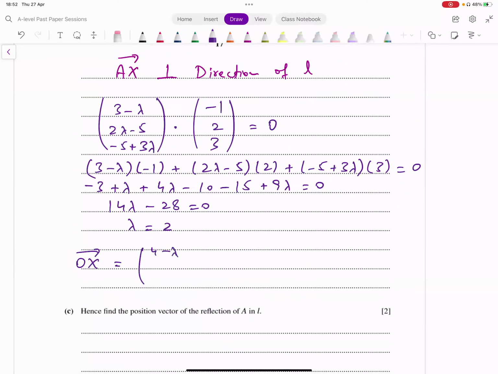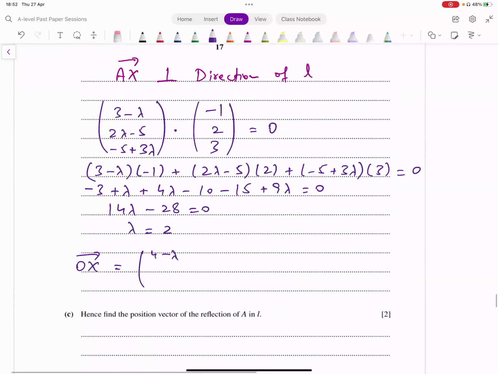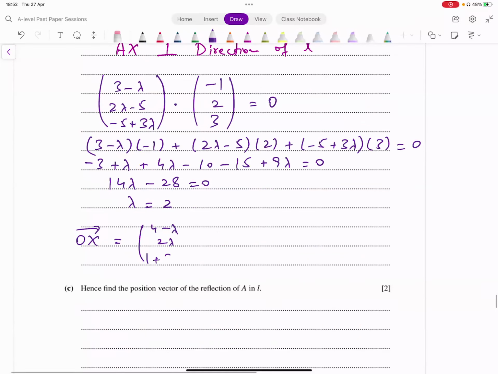4 minus lambda, 2 lambda and 1 plus 3 lambda. ये आपका OX था, X का position vector. इसमें lambda की value 2 डाल दें, you'll get the position vector of the point X, which is the foot of the perpendicular, and that's what we were looking for.